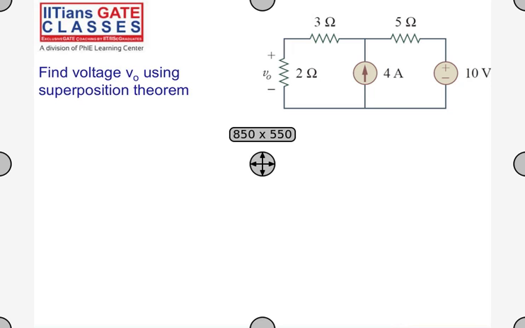So if I consider the 10 volt voltage source first, what should I do to the current source? I have to turn the current source off. What do you mean by turning a current source off? It was given in the last slide. Yes, open circuit. Current source off is nothing but open circuiting.